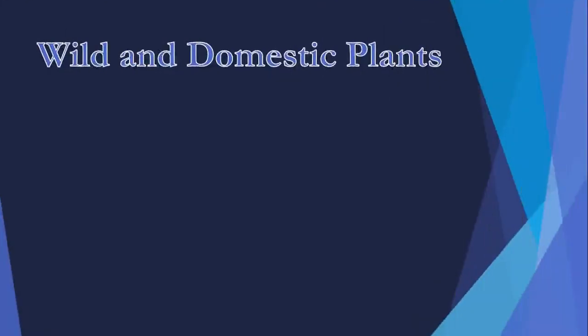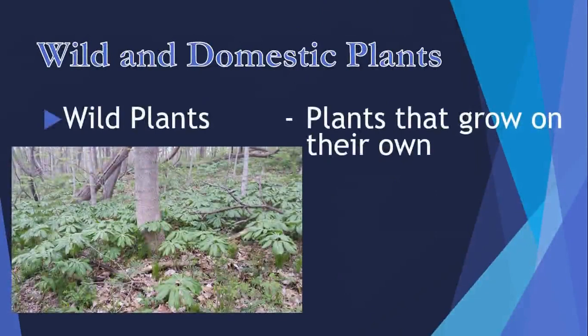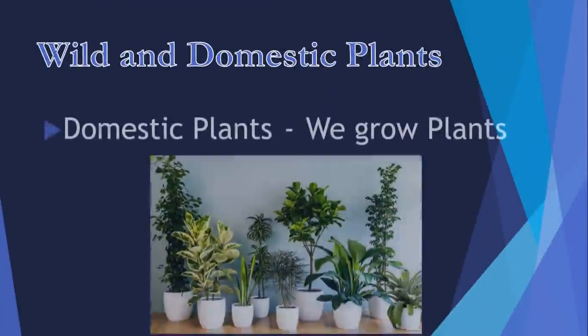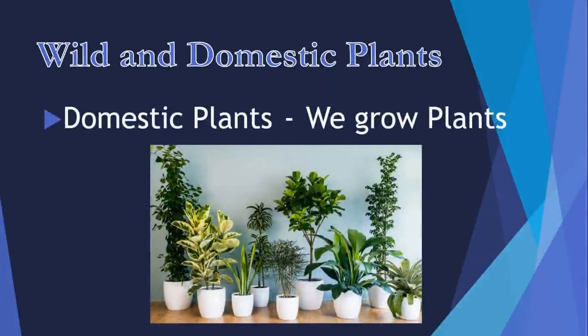The plants that grow on their own are called wild plants. People do not plant them. If we grow plants, we call them domestic plants. Like domestic animals, we take care of domestic plants. We give water and manure to domestic plants. We weed them and see that they grow properly.